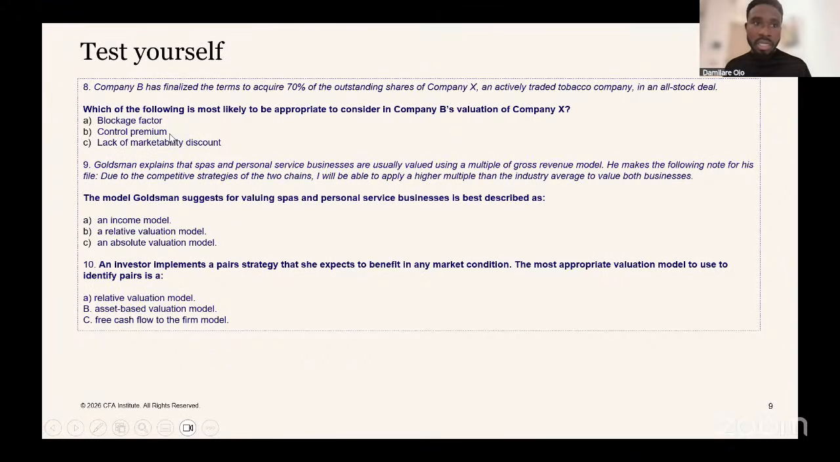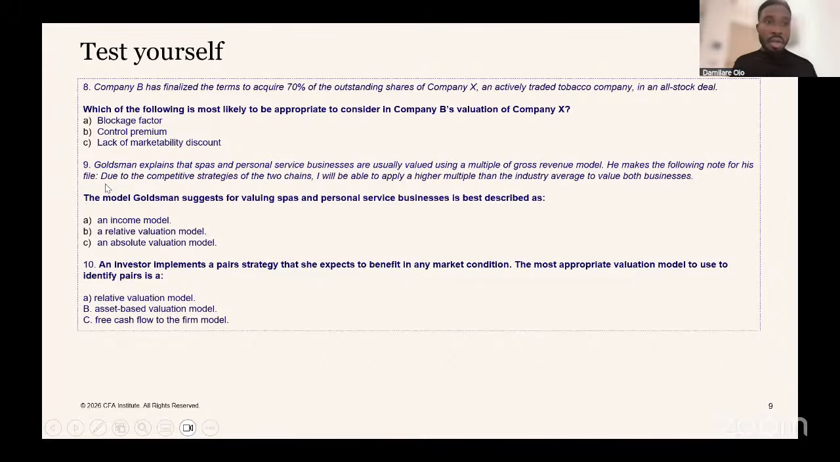That is correct. You can't say lack of marketability discount because it's an actively traded company. You can't say blockage factor because you are literally acquiring the majority of the shares. So who is there to block you? Which majority shareholder is there to block you? What is important here is control premium, because with 70% shareholding, you would have control. So you need to consider your control premium in valuing company X.